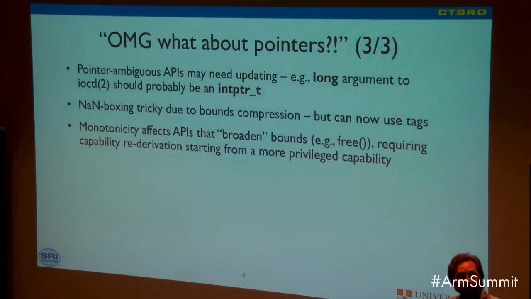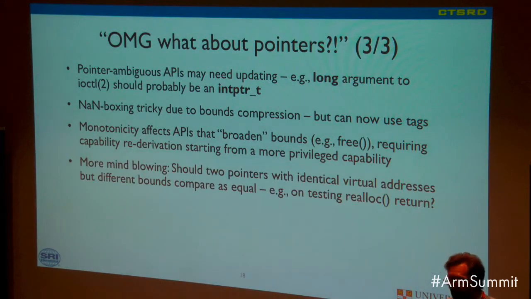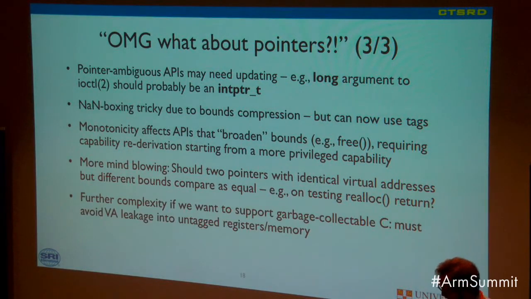And then we find these interesting things such as monotonicity, changing the semantics of APIs. So you may not think of free as being non-monotonic, but when you free something, you return it to the memory allocator. It has to go find the metadata, and the usual place to store it is just outside the bounds of the memory allocation. So we generally encourage re-derivation of capabilities there. So our jemalloc is slightly tweaked to know how to do that. And then there's some really mind-blowing things. So you get back a pointer from realloc. It has different bounds, but the same virtual address. Is it the same pointer or not? Some discussion is required.